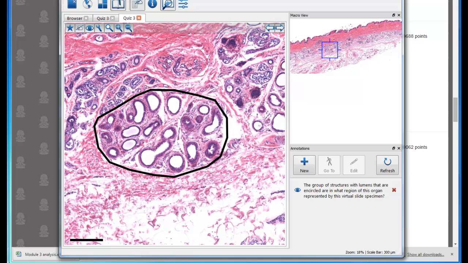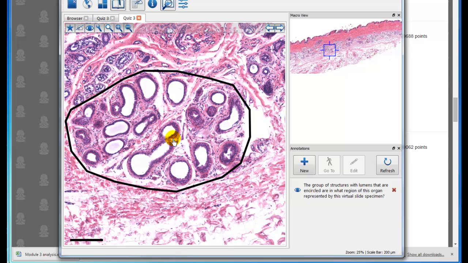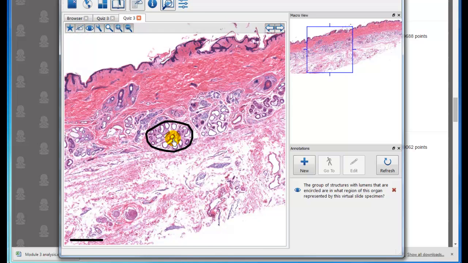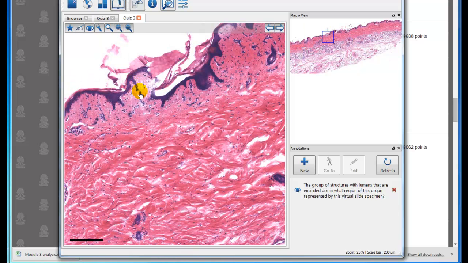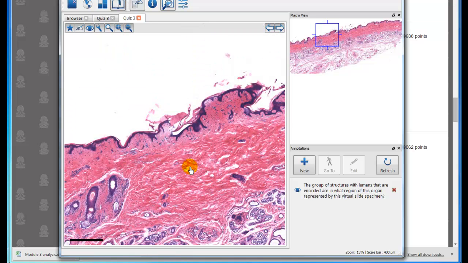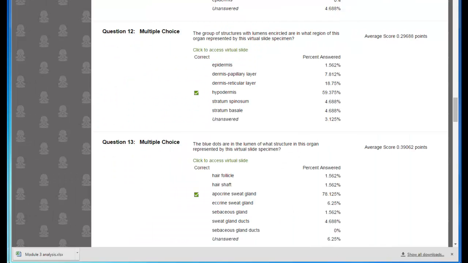Okay, here's where they are located. These are actually apocrine sweat glands. And you see they have very large lumen. And these are the secretory portion here. And let's see where they're located. Okay, we go down to lower magnification. Here is the epidermis. This is the papillary layer of the dermis. This is the reticular layer here, dense irregular connective tissue. And down here, underneath that, this is the hypodermis. So let's see what the choices were on that.